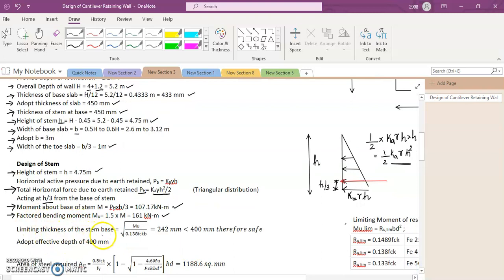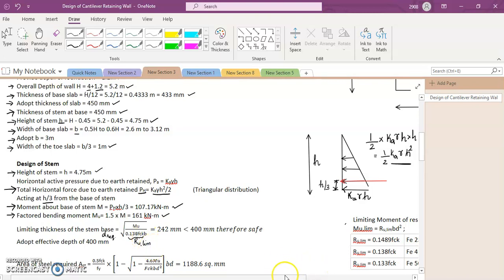Limiting thickness of the stem base. Now here what we are doing is checking whether the depth that we had initially assumed is right or not. This is nothing but small d required, the d required for the ultimate moment that we have just calculated. The formula is d required is equal to under root of Mu upon Ru limiting into B.